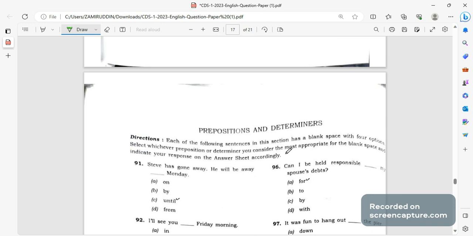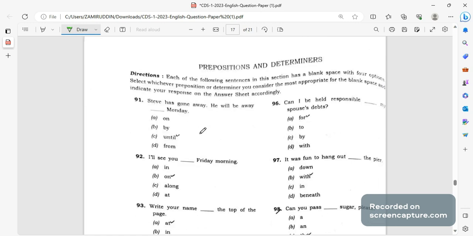Now we will be reading about the preposition or determiners भी 10 marks के लिए you can expect. So Steve has gone away, he will be away until Monday. Until will be the right answer. वो बाहर रहेगा until Monday. Monday तक वो बाहर गया है. Steve has gone away, वो कहीं दूर गया है और वो Monday तक ही बाहर रहेगा. He will be away until Monday. Until Monday he will be away.